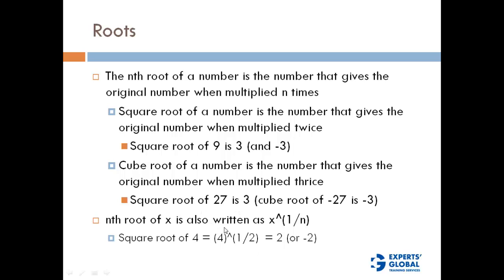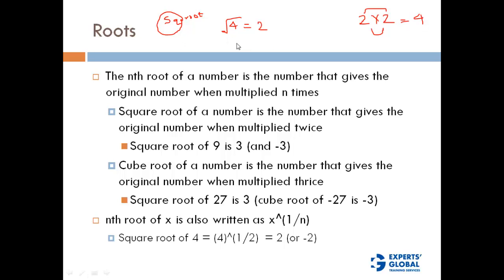Roots. The nth root of a number is the number that gives the original number when multiplied n times. So when we talk about square root, what do we mean by square root? Let's see, square root of 4 is 2. Let's only consider a positive 2 case. Square root of 4 is equal to 2. So what does it mean? That means when you consider 2 and multiply with itself, how many multiplications are we doing? We are doing only 2 multiplications. Why? Because this is the square root. That means it's the second root. What do we get? We get 4.